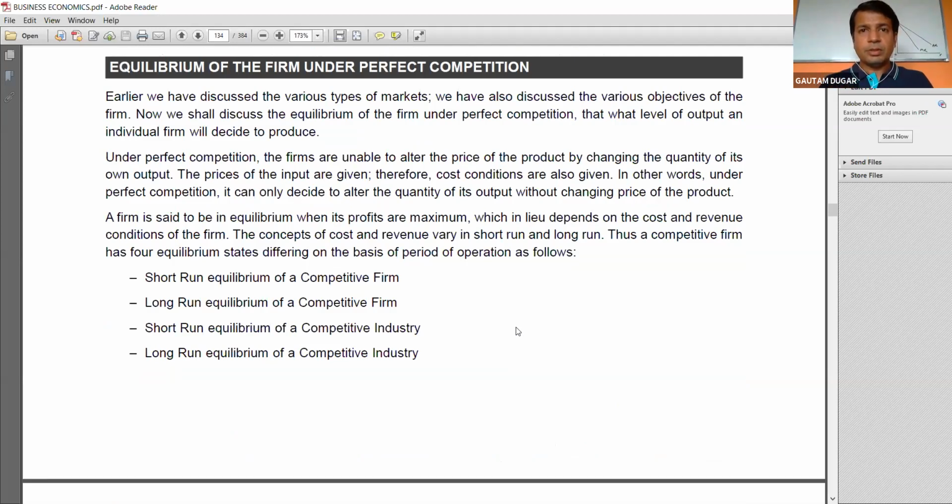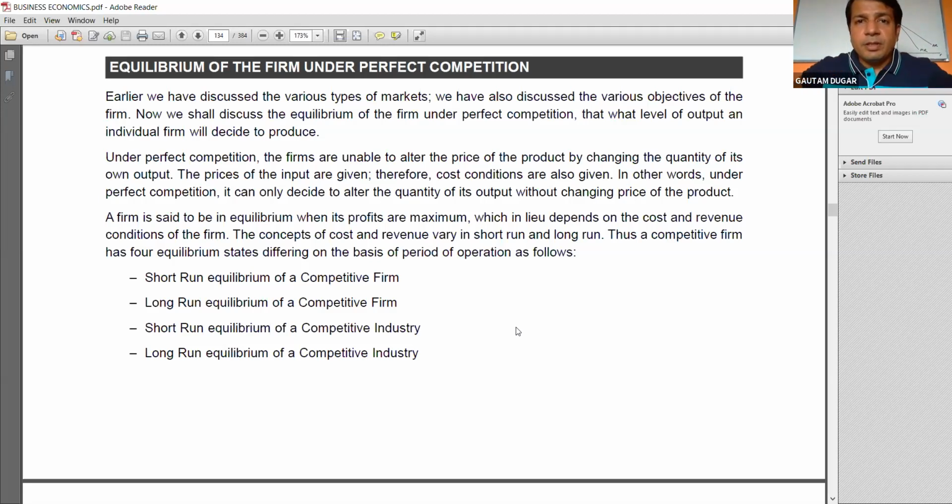In the short run, a perfectly competitive firm may earn supernormal profits or only normal profits, or may even incur losses. In the short run, even being in equilibrium, it may earn only normal profit. So what is the situation of normal profit? Normal profit is a situation where AR equals AC, average revenue equals average cost. I'm not talking of equilibrium. Equilibrium is where MR equals MC. I'm talking of normal profit.